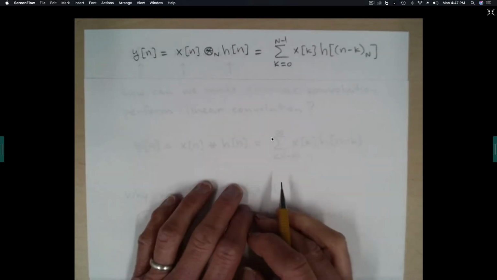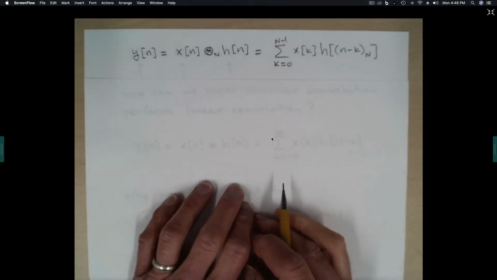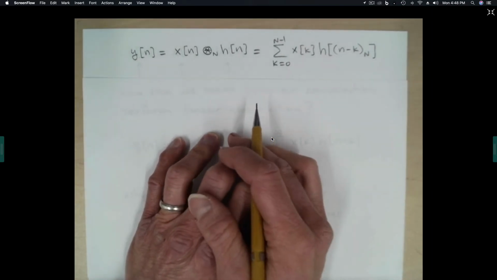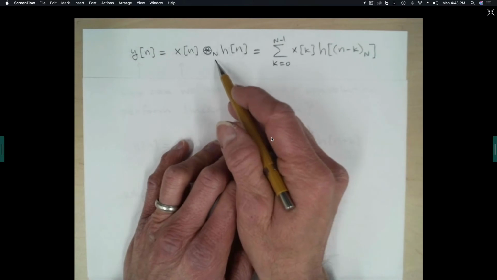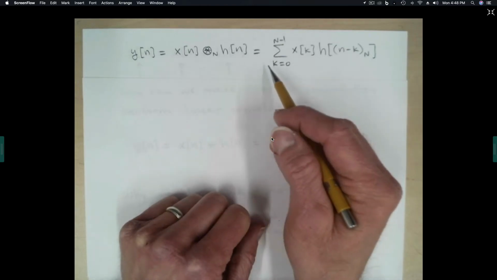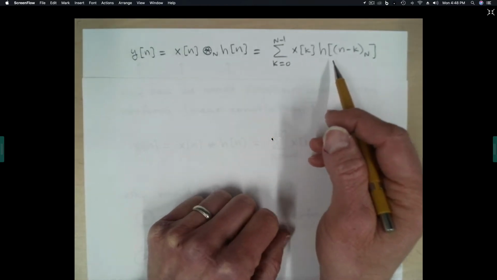All right, now we're going to study circular convolution. And unlike regular convolution, there's a parameter in circular convolution. We always have to specify n, which is the size of the circular convolution. Here I've written out the formula for circular convolution.